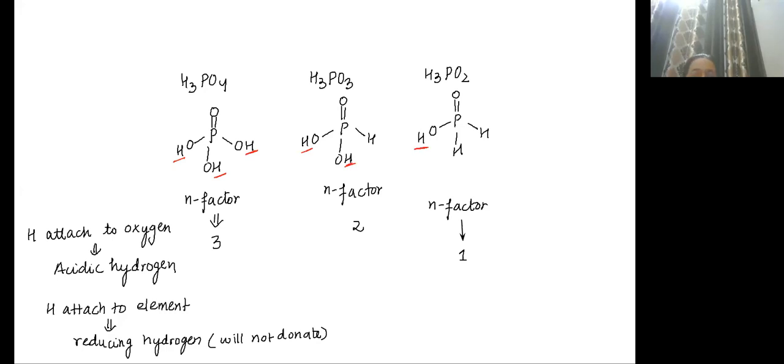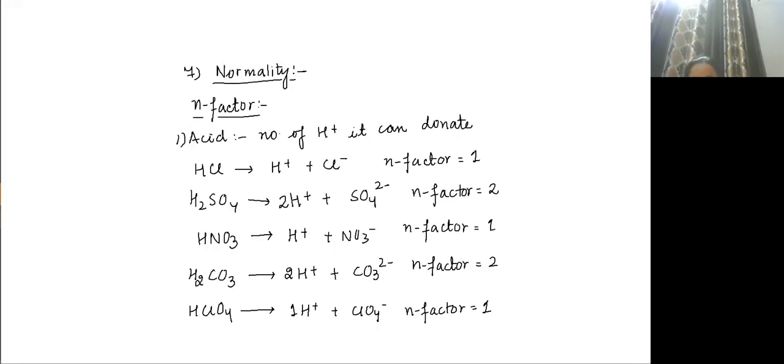Now next is N factor of base. So how to calculate N factor of base? First was for acid, second is base. For bases, it will be equal to the number of OH minus it can donate. And in case of base, there is no exception.